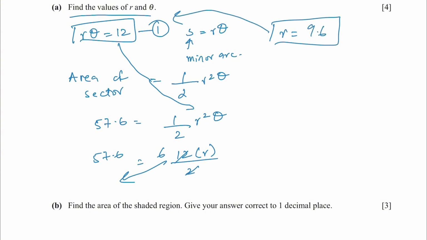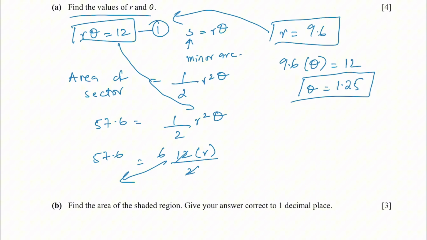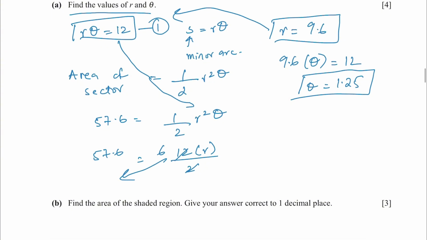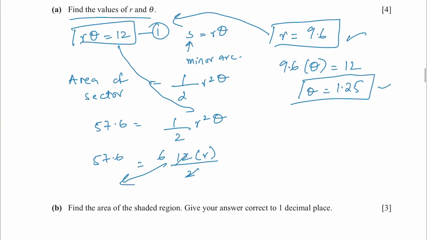We can plug in this R over here. So this would be 9.6 theta equals 12. Theta would be 1.25. So we have our R and we have our theta.